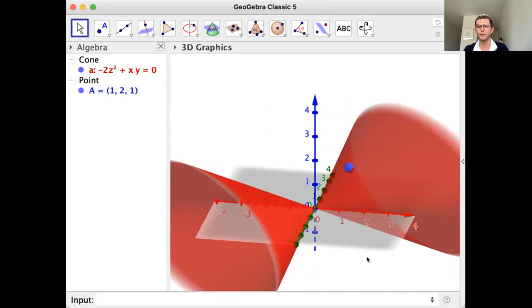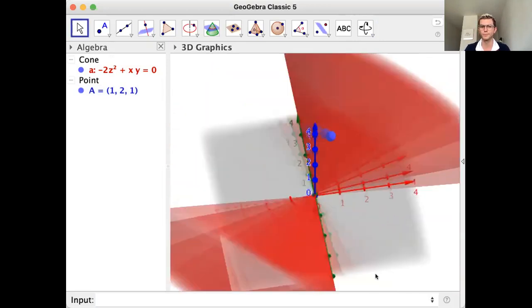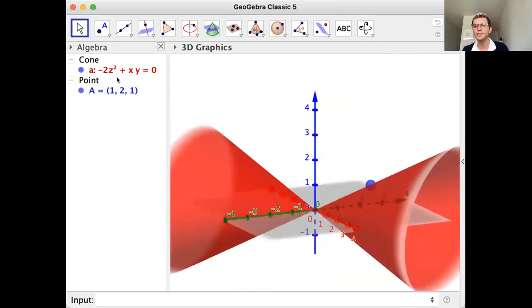And so we're going to try to find the tangent plane to it. How do I know that this point is on the surface? Just because it satisfies the equation, right? If you plug it in, minus 2z squared becomes minus 2, and xy becomes 2. So minus 2 plus 2 equals 0. That's why it belongs to the level surface. So let's go back to the iPad.